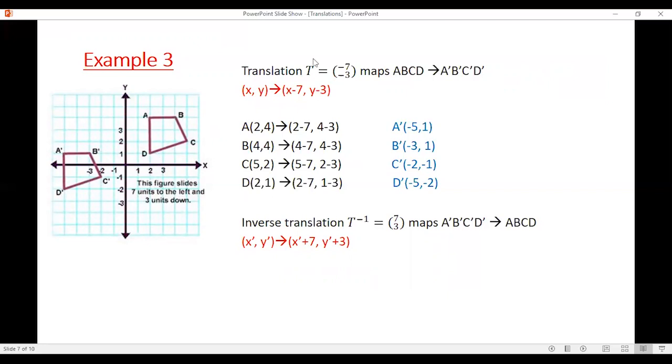Translation T with coordinates minus 7, minus 3 maps ABCD into figure A prime, B prime, C prime, D prime, where all the x, y coordinates become x minus 7, y minus 3. You can see all the operations done here. You have the coordinates or the vertices of the figure ABCD, and you get the vertices of the figure A prime, B prime, C prime, D prime.